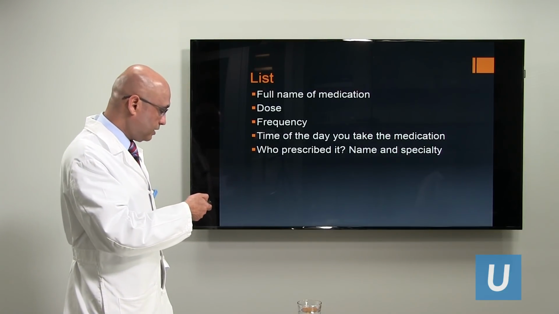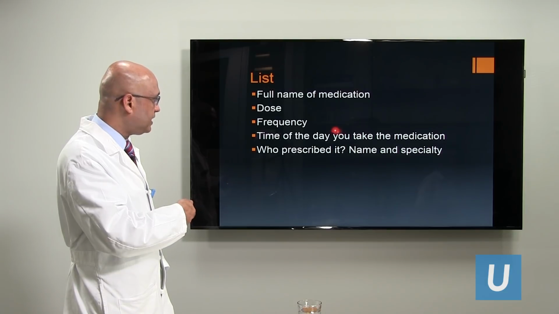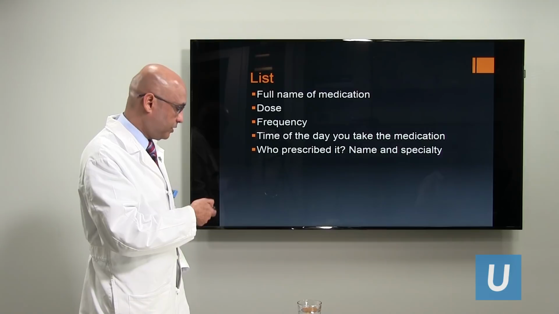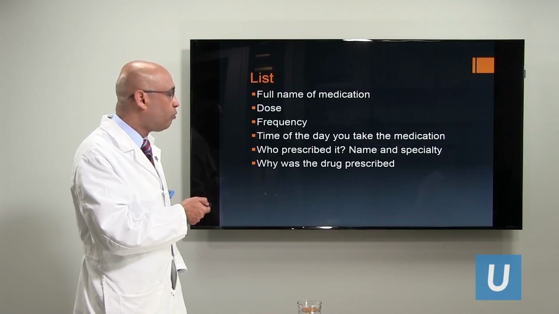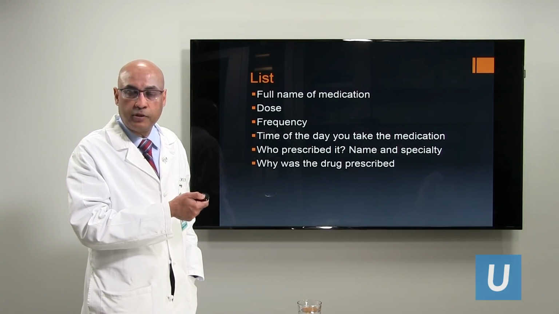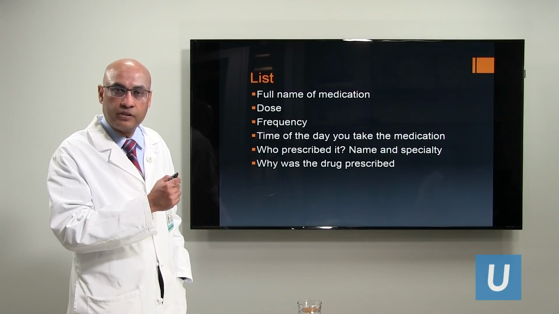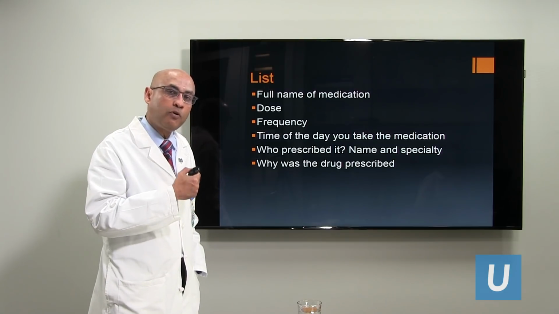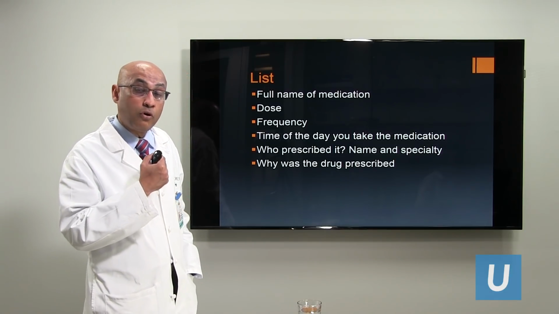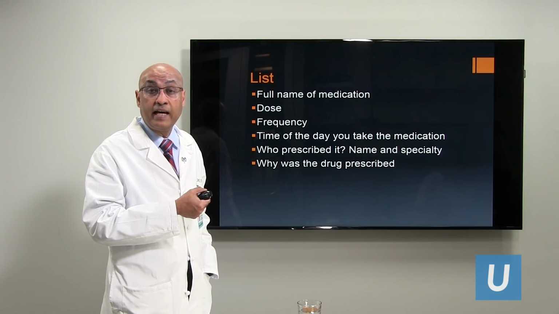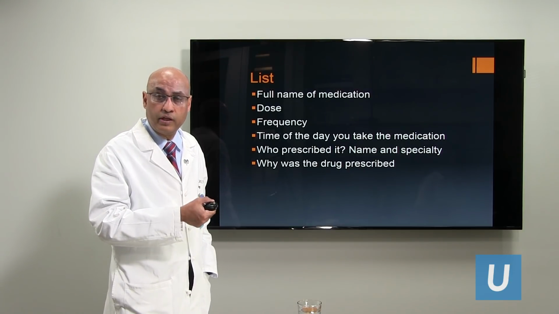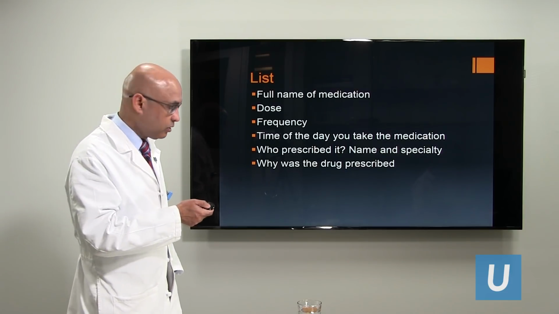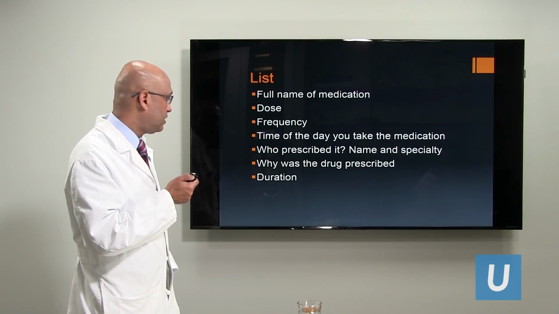So it's very important when you list a medication to put the name of the physician who prescribed it initially and the specialty, and then also why the drug was prescribed. What was the purpose? Because the same drug can have different purposes. For example, a drug like losartan that I prescribed could be given for hypertension. It could be given for heart problems. It could be given actually for kidney problems, including proteinuria. So the exact indication why the drug was prescribed initially should also be listed in your medication list.